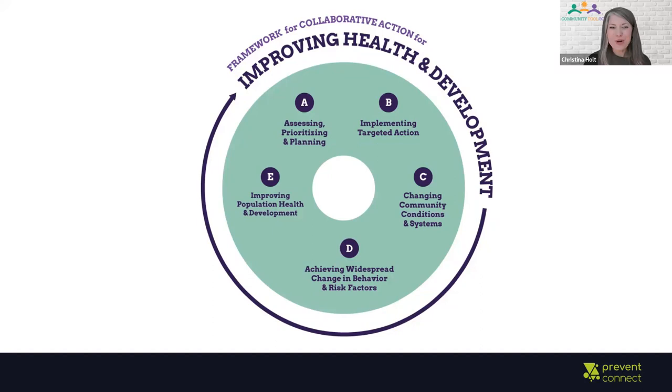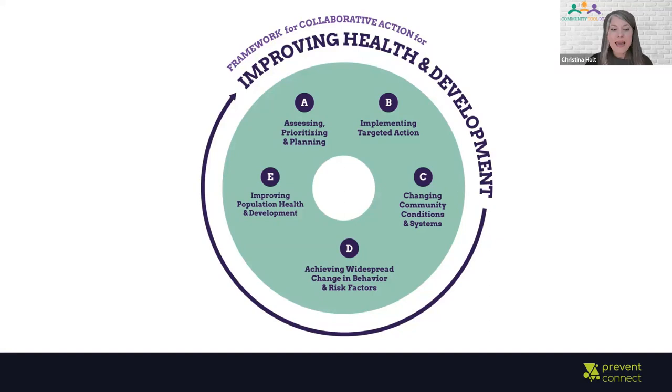The process starts there at A with assessment and collaborative planning to really support deeper understanding of the situation locally and understanding the risk and protective factors that are most contributing to what folks are seeing locally, which can inform priority setting and collaborative planning for change and improvement in the strategic plan, which leads to targeted action and intervention, working to involve stakeholders across different sectors and areas of the community on specific community changes.